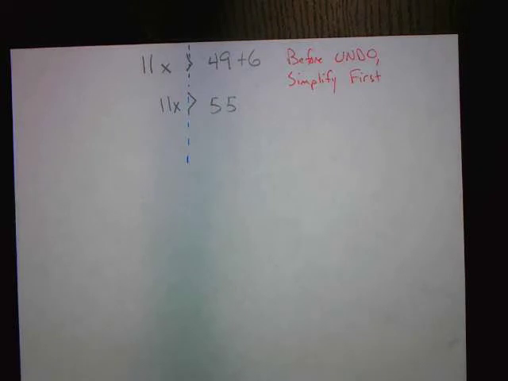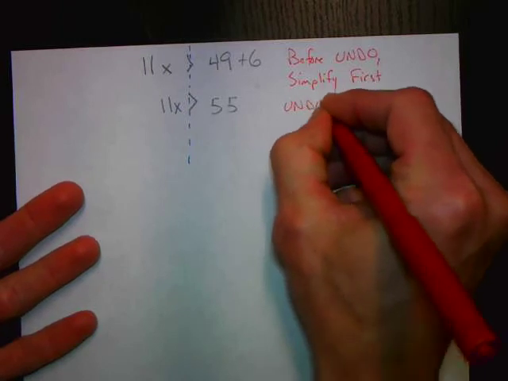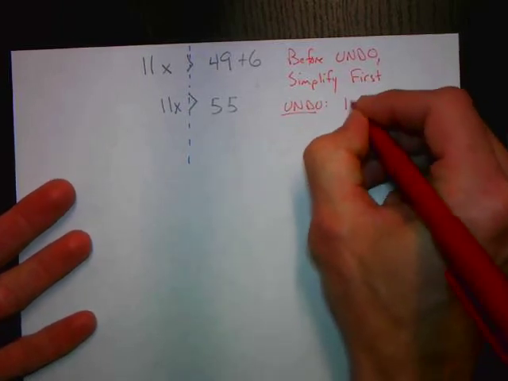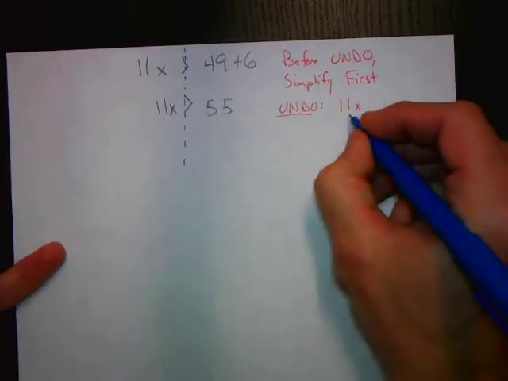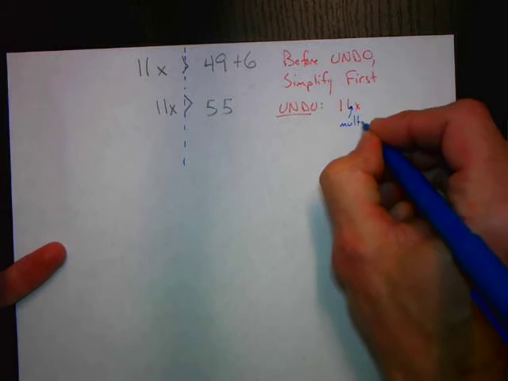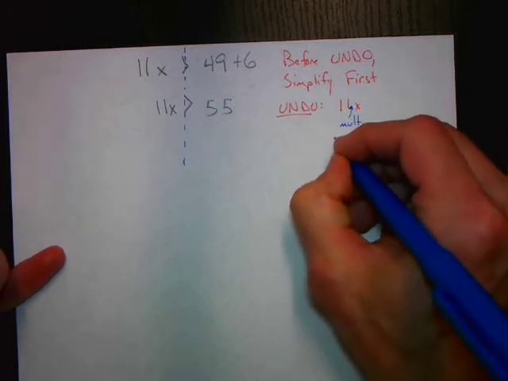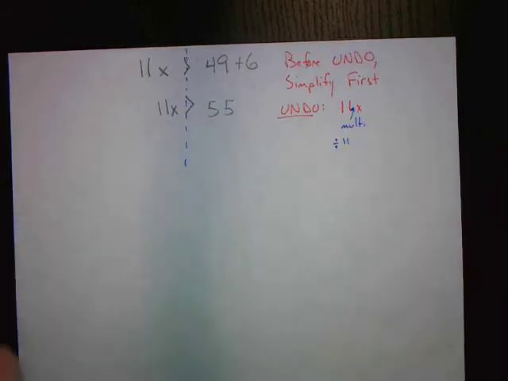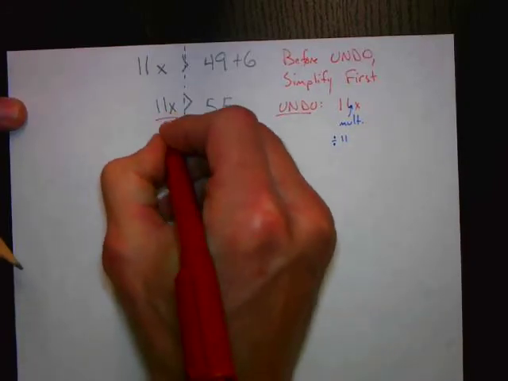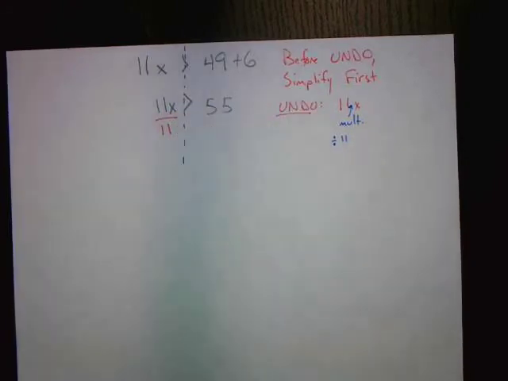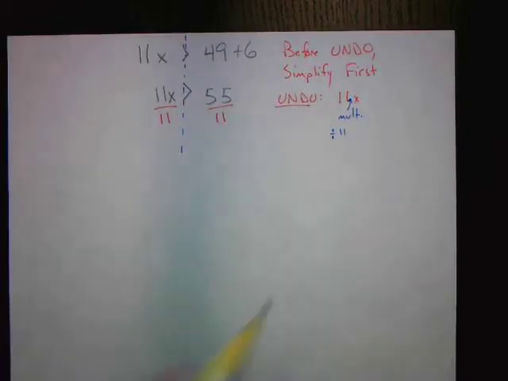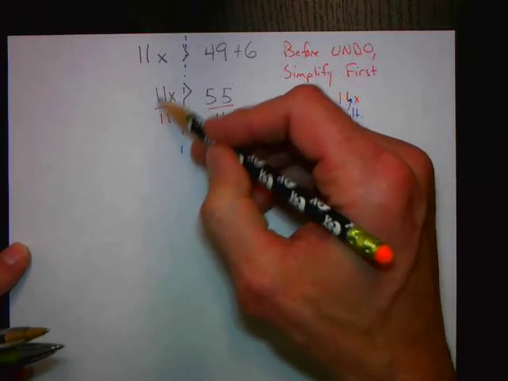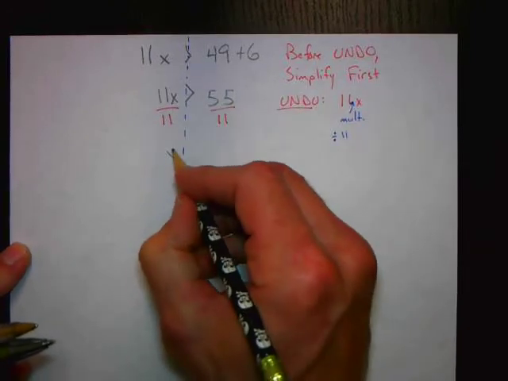And now we have 11x is greater than 55. Now we can undo. And so we undo the 11, because we're keeping our eye on the x. We undo the 11. And again, that's multiplication happening there. And since that's multiplication happening there, we undo by dividing by 11. And if we divide the left-hand side by 11, we have to divide the right-hand side by 11. 11 divided by 11 is positive 1. 1 times x is x.